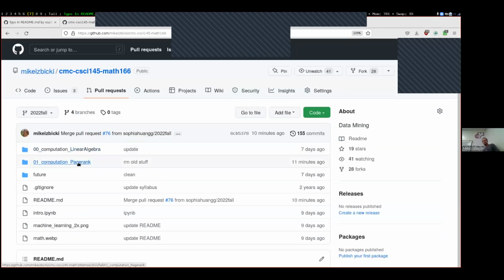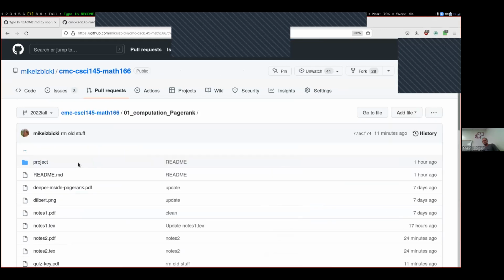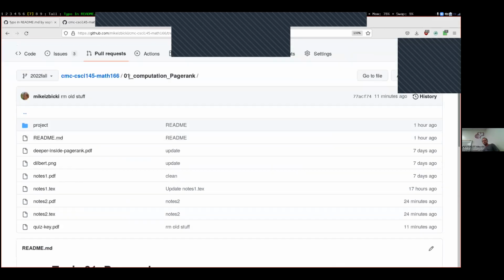Back over here. So onto the PageRank. We're in topic 101, computing the PageRank. The notes that are floating around are in this notes2.pdf file down here. For those of you following along electronically, that's what you'll want to look at. And also the quiz for our PageRank.